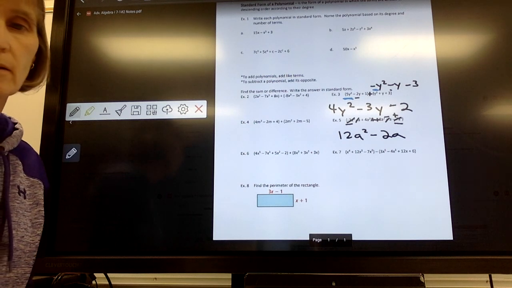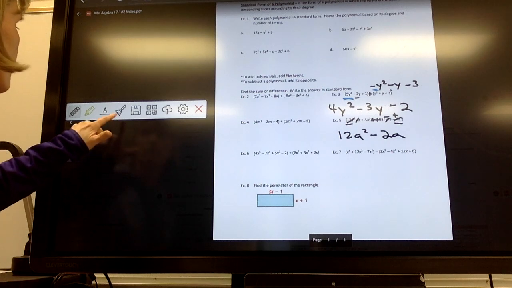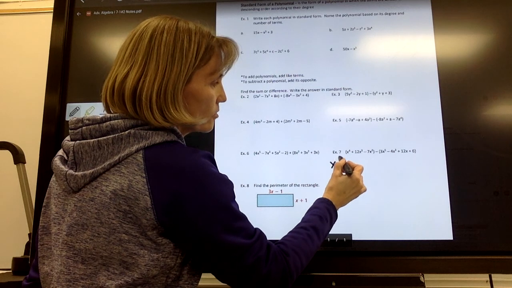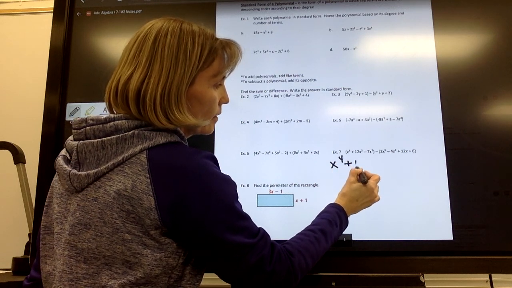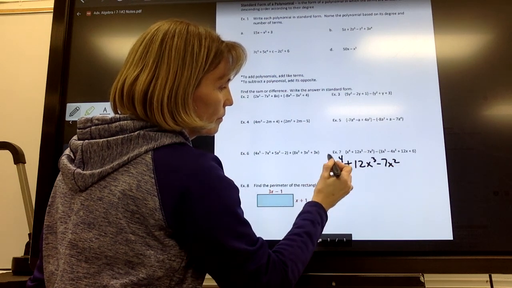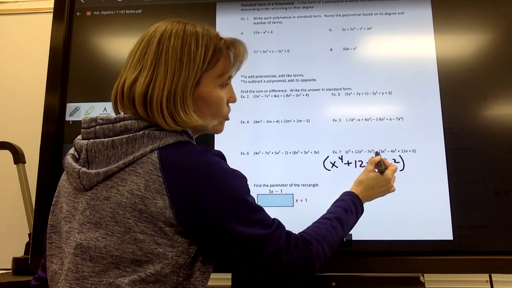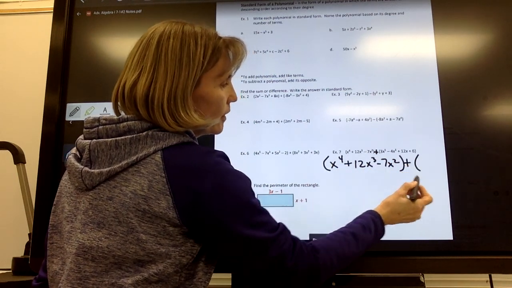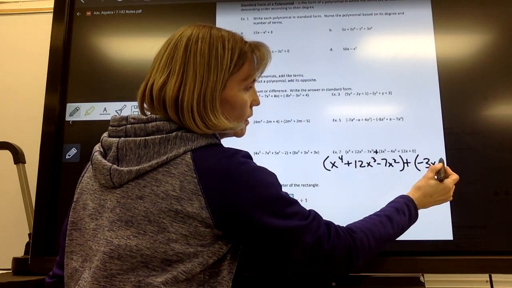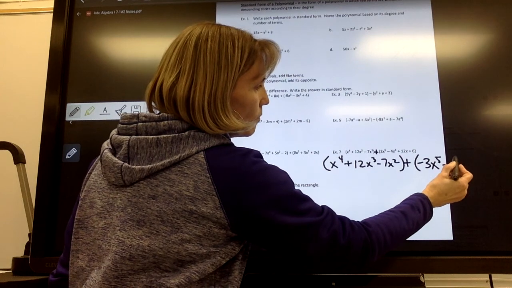Okay, I need this to be a little bit bigger so I can fit that in there. And then the last one, I'm going to make this bigger so we can see it. We're going to leave the first polynomial, leave that alone. If we change it to addition, then I got to change all the signs that follow. So that becomes negative 3x to the fifth minus 4.